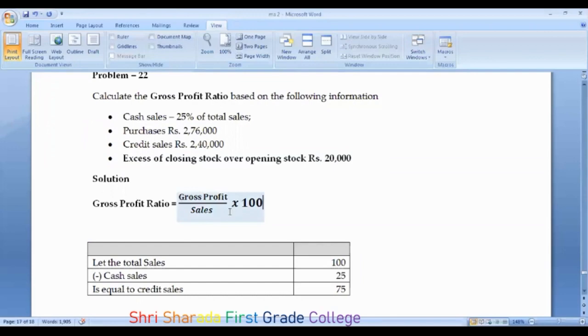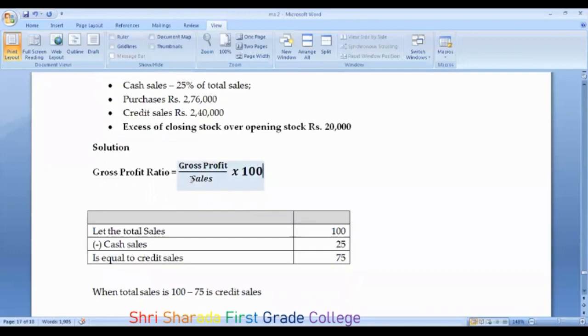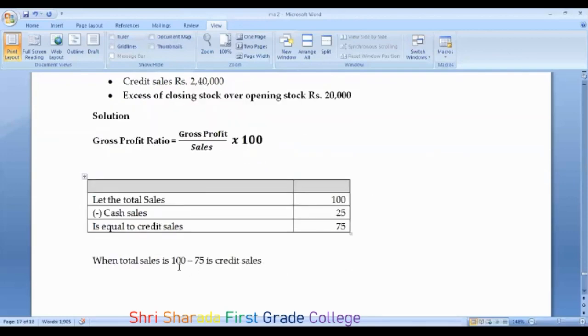It takes the gross profit along with the sales into consideration, as the sales information is missing here. They have not specified anywhere what exactly the total sales is. So consider, out of the percentage given, total sales as 100. So cash sales is given as 25% of total sales. So 100 minus 25 comes to credit sales as 75. Clear? So when the total sales is 100, 75 is credit sales.